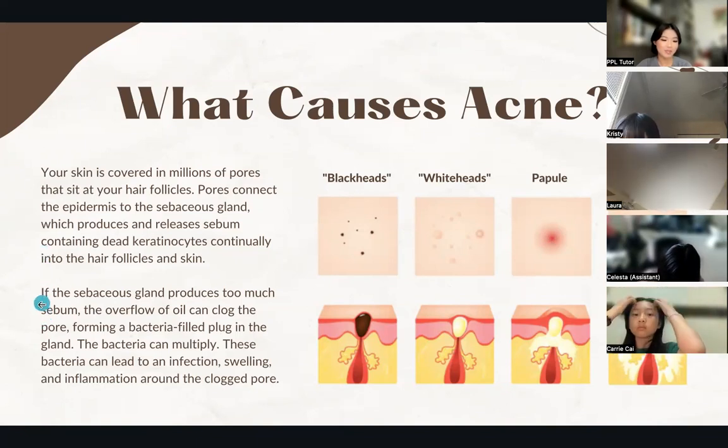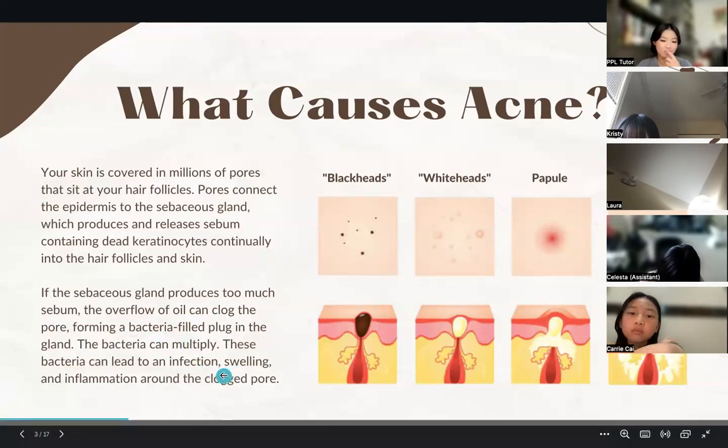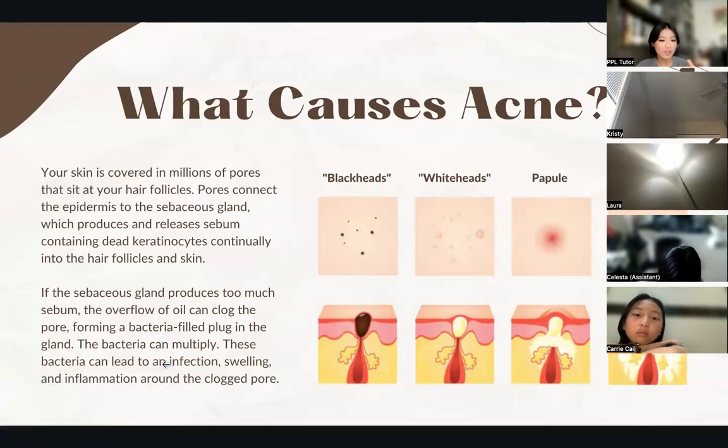And here we can read on: if the oil gland produces too much sebum, which is the type of oil that our skin produces, the overflow of oil can clog the pore, forming a bacteria-filled plug in the gland. The bacteria can multiply. These bacteria can lead to an infection, swelling, and inflammation around the clogged pore. So yes, basically what we just talked about. P. acnes bacteria can replicate and cause inflammation at the base of our hair follicles, and that can lead to infection, inflammation, and a lot of swelling.